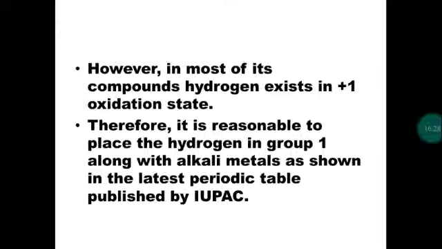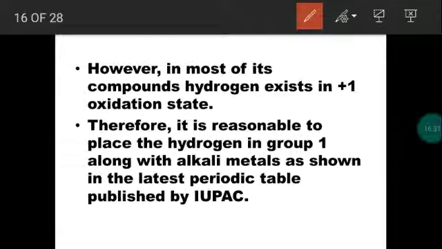For that, we have to know the reason. The reason is, when we analyze most compounds, hydrogen does not exist as hydride, H minus; it exists as H plus. The oxidation state is not -1 for hydrogen, it is +1. So like an alkali metal, in most compounds hydrogen loses an electron and exists as the H plus ion with oxidation state +1. So hydrogen can be placed in group number 1. This is the correct method according to IUPAC.